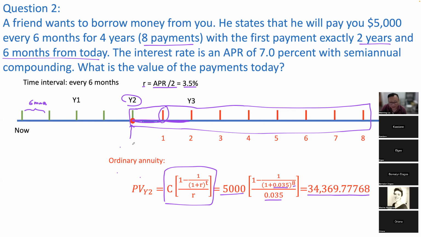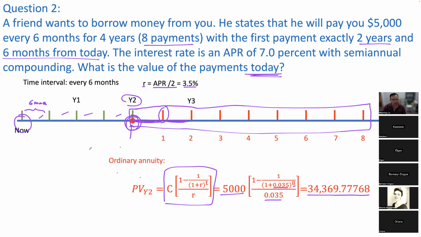That is the value at year 2, right? So that's the value of the future cash flows at year 2. But this question is not asking about year 2. This question is asking about today, right? So how can I switch this value at year 2 to today? Well, easy, discount it, right? Discounted by 2 years, but actually 4 time intervals: 1, 2, 3, 4.